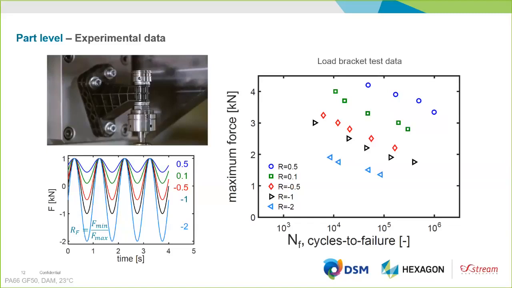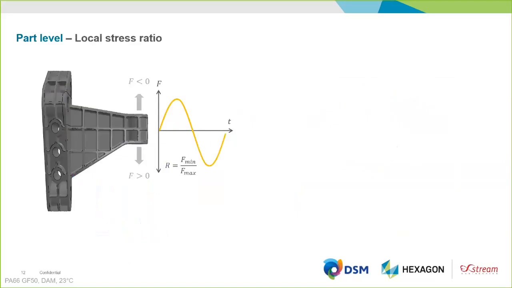And then we load this part in our lab with different load ratios. So the load ratio in terms of the force is defined as the minimum divided by the maximum force. And on the picture on the right, you see all the measured instances for these 5 load ratios that we've considered. Then if we go to the next slide, we go a little bit more into detail on what that means.